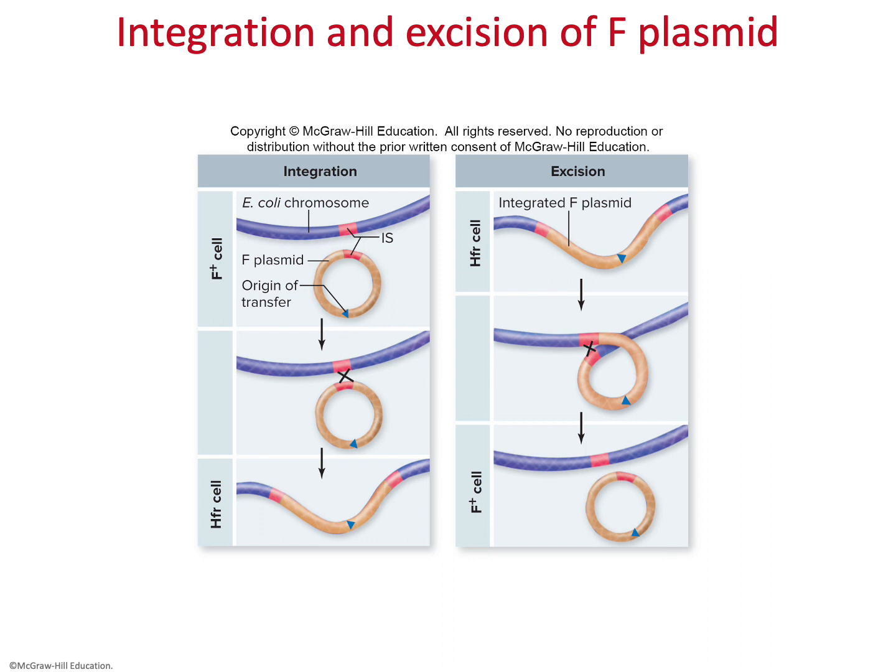Now if it wants to reverse the process and excise the F plasmid again, it will go through this reversal process where it breaks the plasmid out. If it gets some of the bacterial chromosomal DNA, it will become F prime. If not, if accurate excision happens, it will again become an F plus cell.